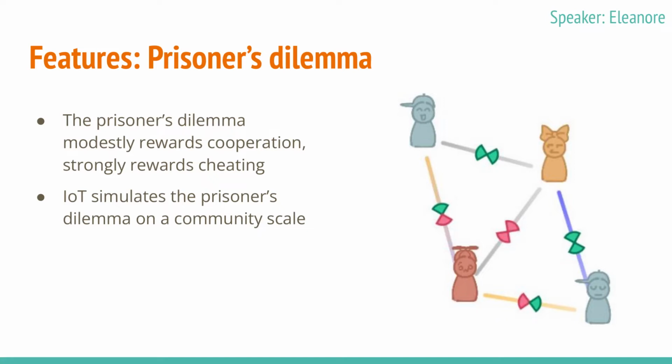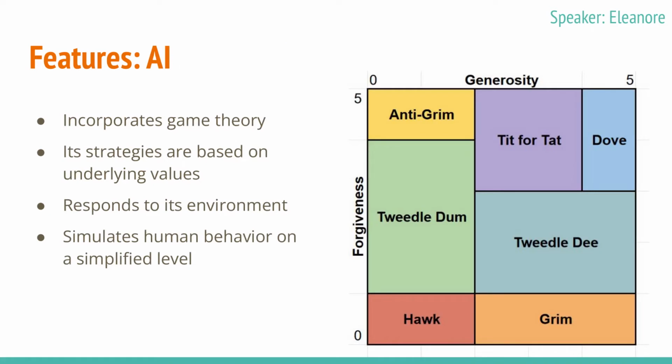Another significant feature is the AI. The choices agents make in Isle of Trust depend on strategies poached from academic game theory, such as Hawk and Dove. These strategies depend on the agent's underlying moral values, generosity and forgiveness, which change depending on the environment the agent is in. This simulates real human behavior in a pared-down way that is easy to explore from an ethical perspective, such as the perspective of a professor showing this game to his students.